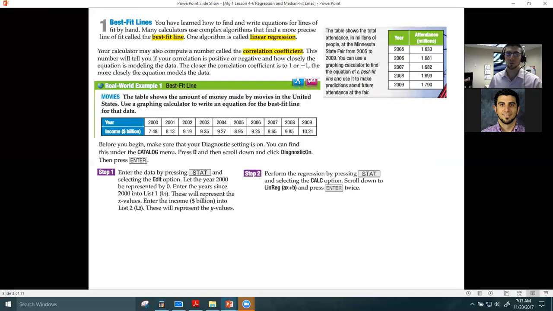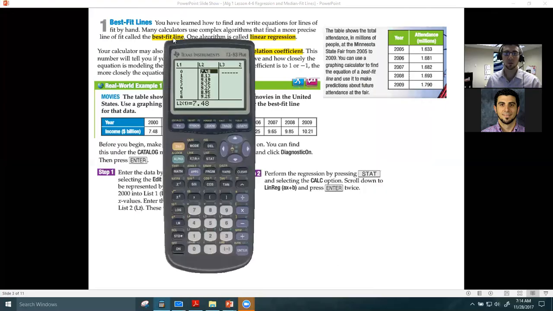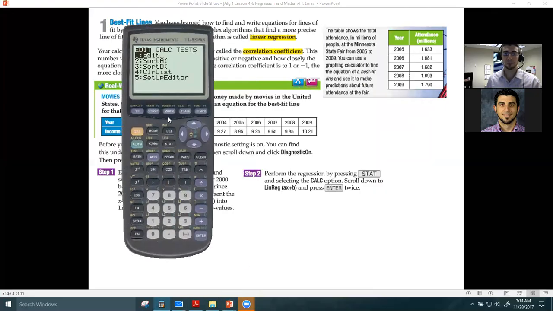So the second step is to perform the regression by pressing stat again. Once you have your lists in, hit stat. Then we're going to go to the calculate menu, and there's a bunch of different regressions. You want the LinReg, which stands for linear regression, in AX plus B. That's just like Y equals MX plus B, except they use A and B. Go down to number 4, hit enter, and it's going to bring it up just like it brought up the diagnostic. Then you hit enter again.